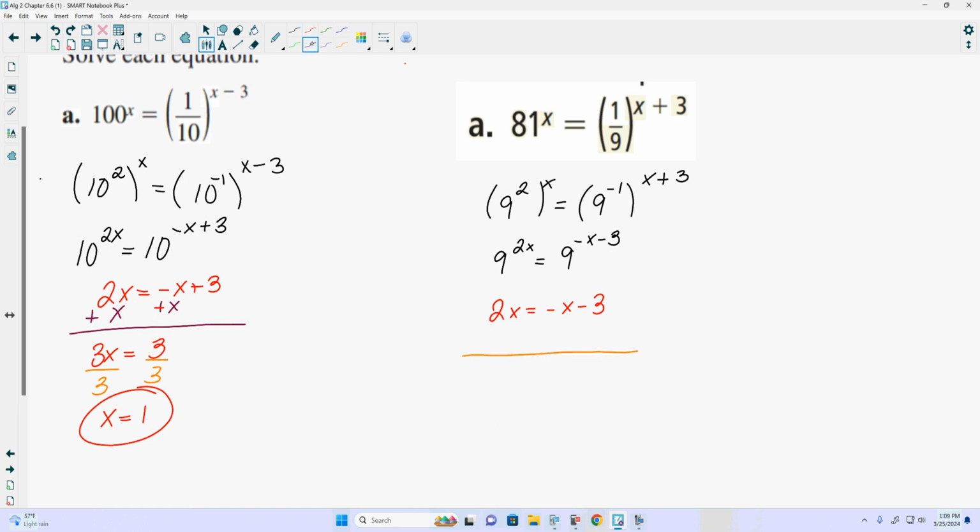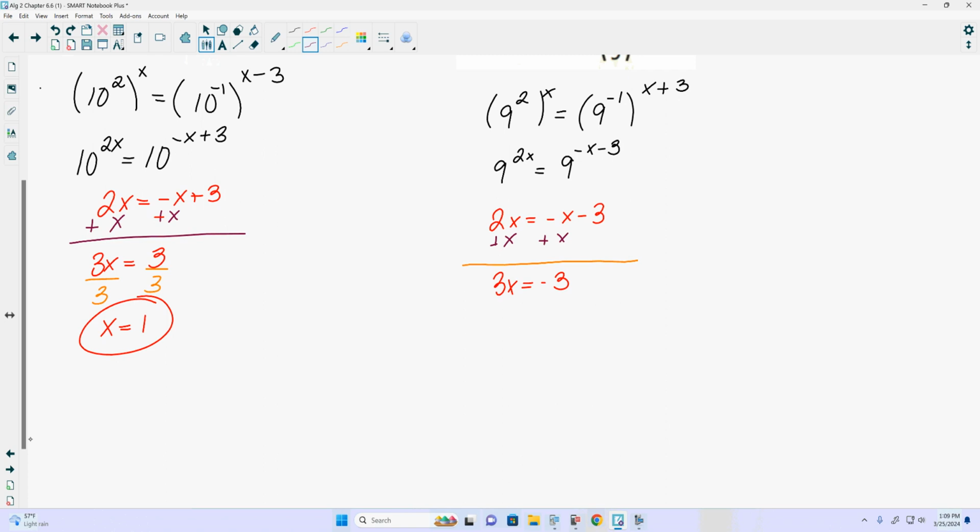So what do we need to do first? Which will tell us that 3x is equal to negative 3. Divide by 3, and yes.